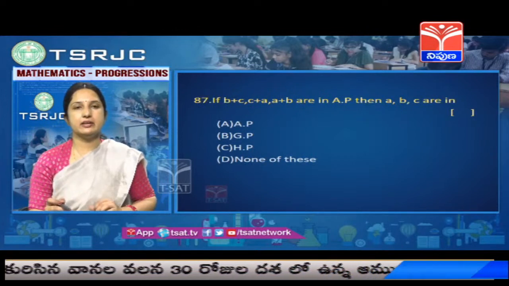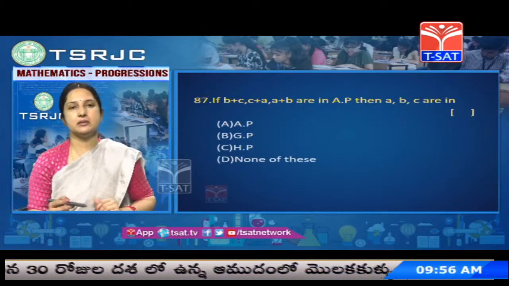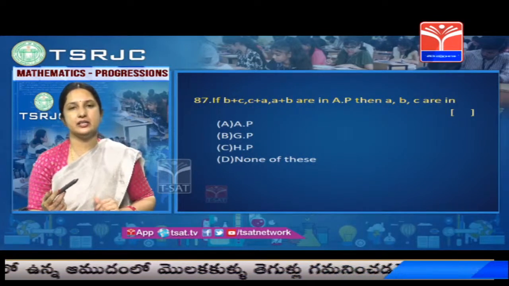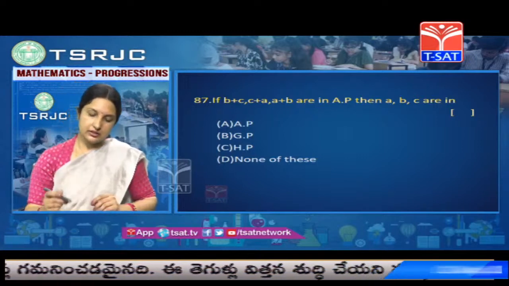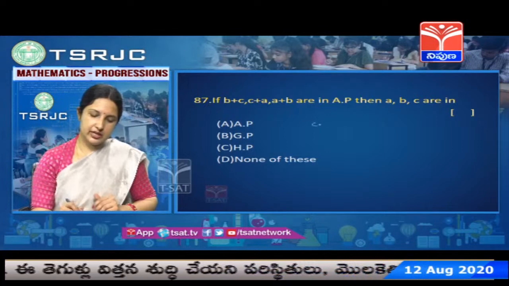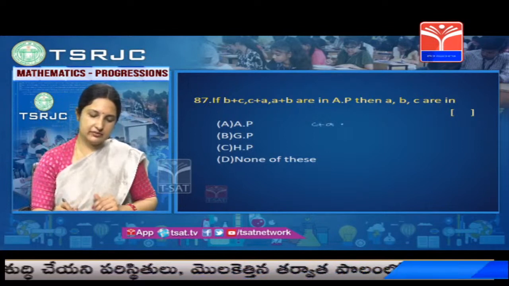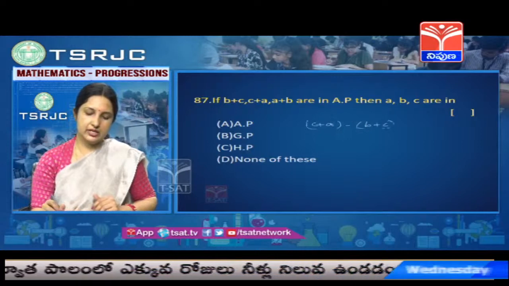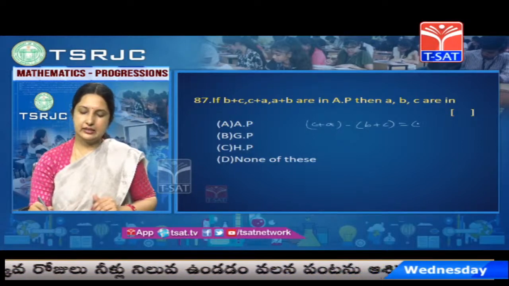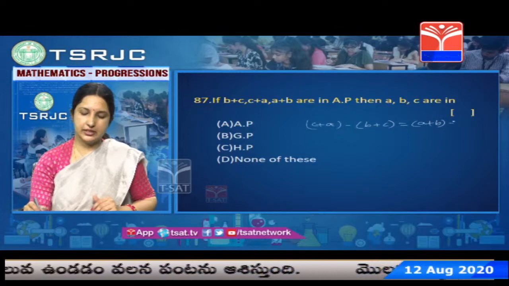Next question number 87. If B plus C, C plus A, A plus B are in AP, then A, B, C are in what? సో ఇవి అర్థమెటిక్ ప్రోగ్రెషన్లో ఉంటే మనకు తెలుసు కదా, కామన్ డిఫరెన్స్ T2 మైనస్ T1 ఈక్వల్స్ టు T3 మైనస్ T2.